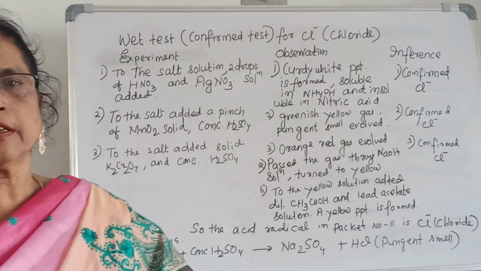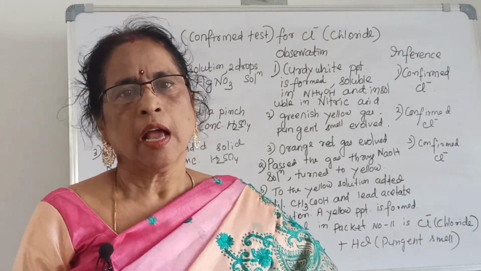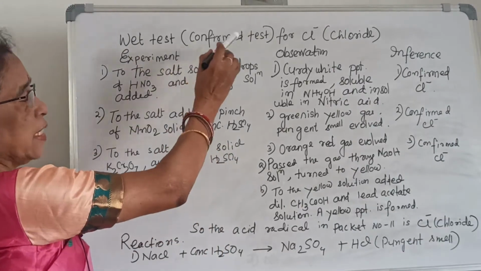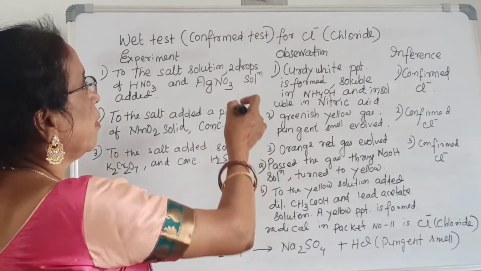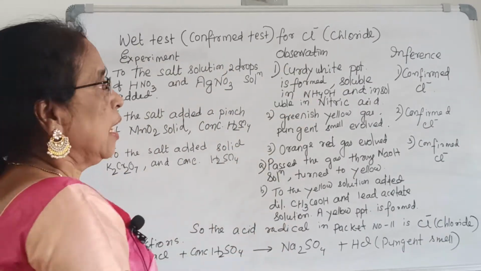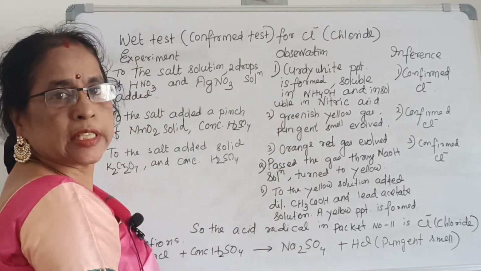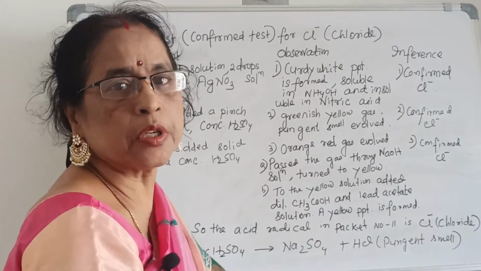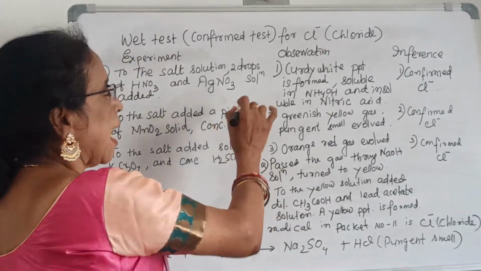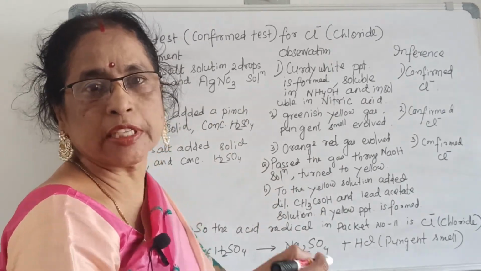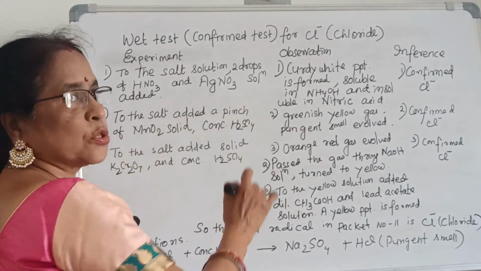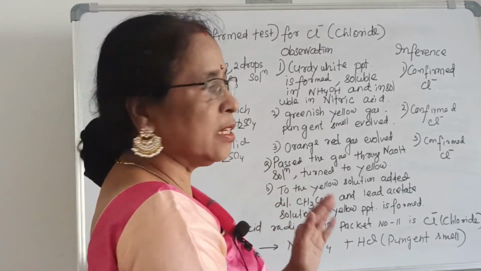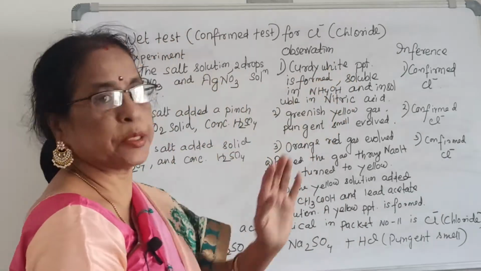Now we will see here the wet test for the acid radical, that is chloride. What is a wet test? Wet test means confirmed test. Confirmed test for chloride. Here, what are the confirmed tests of chloride? That is your wet test. To the salt solution, 2 drops of nitric acid and then silver nitrate solution is added. Silver nitrate solution is a colorless solution. When it is added here, it gives a cloudy white precipitate.